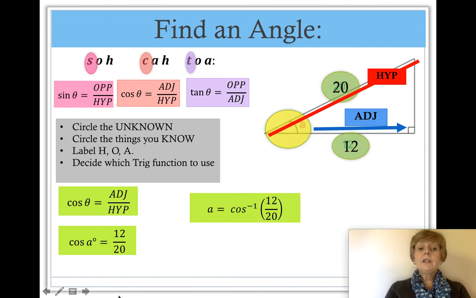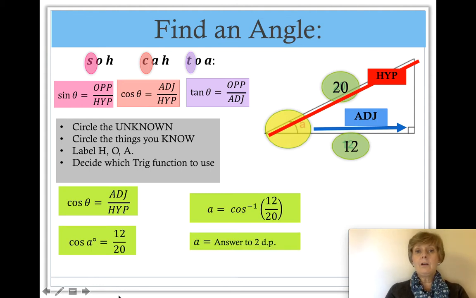So the inverse of cos is cos minus 1, and you're going to use the inverse function on your calculator, or shift cos 12 over 20, and you should get an answer and fill in the answer accurate to 2 decimal places.